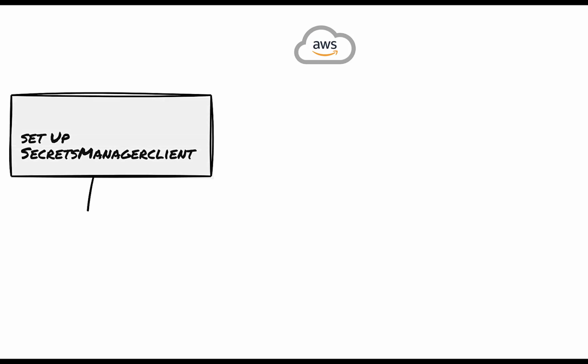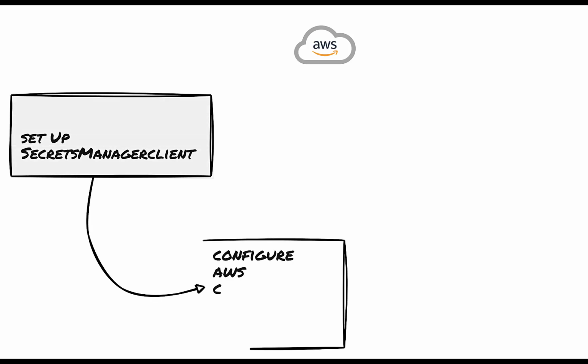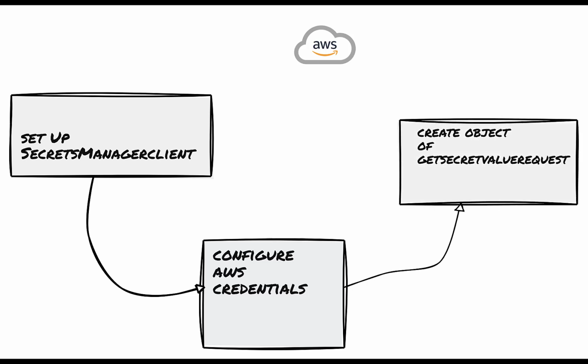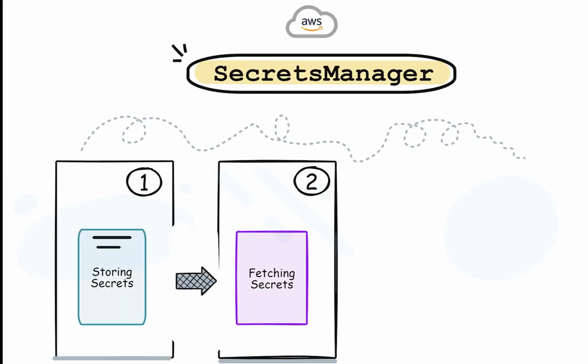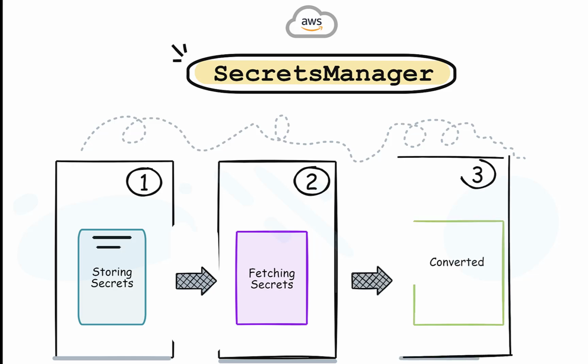So, to recap, in order to fetch a secret from AWS Secrets Manager, set up the AWS Secrets Manager client, configure AWS credentials, and create a request to fetch a secret, which is an object of type getSecretValueRequest. In the next and final part of this series, we will see how to optimize the program and run it as a Spring Boot application.